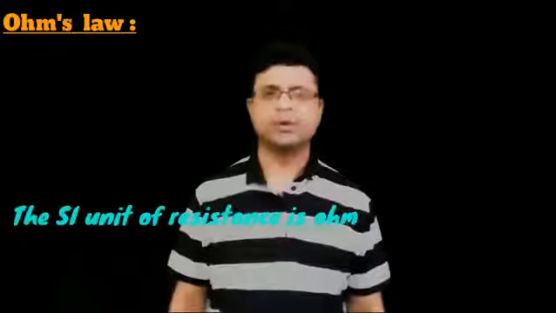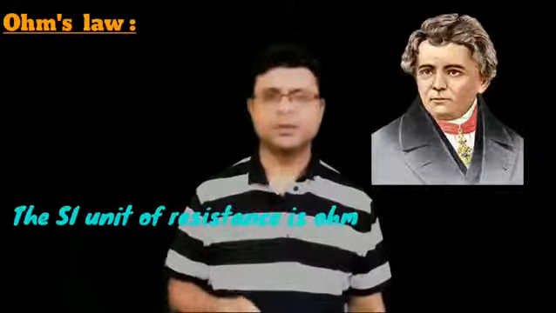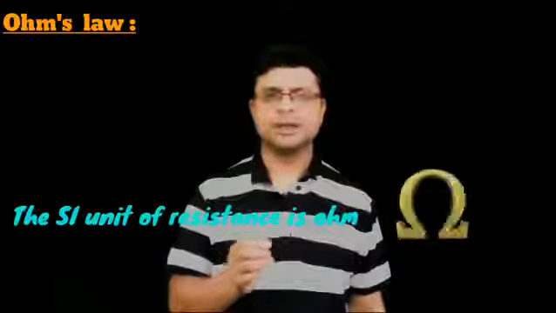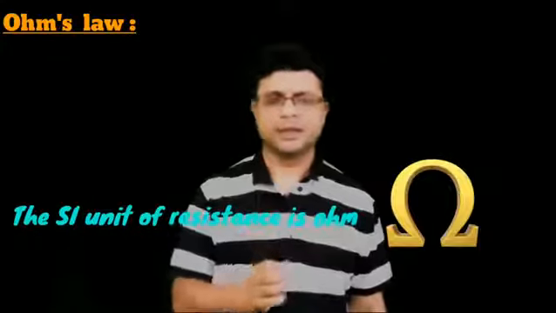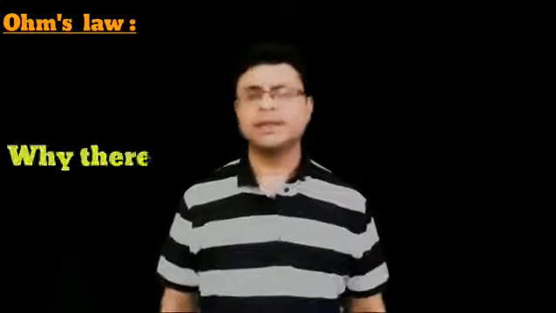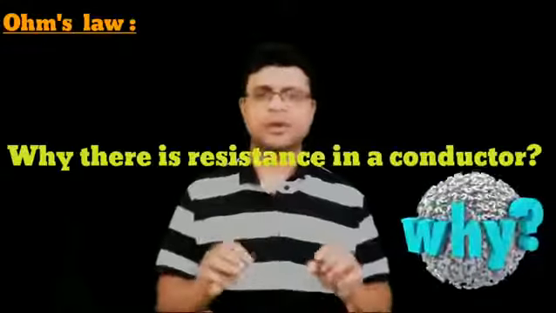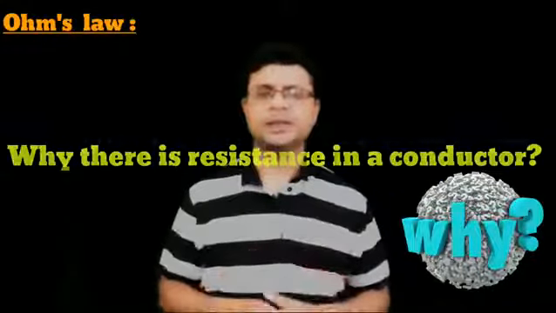Now, let us talk about the SI unit of resistance. The SI unit of resistance is ohm. It is named after George Simon Ohm. The symbol is the Greek alphabet omega. You can see. Now, the question is, why is there resistance in a conductor? When current flows through this conductor, why does resistance come into act? Let us try to understand.